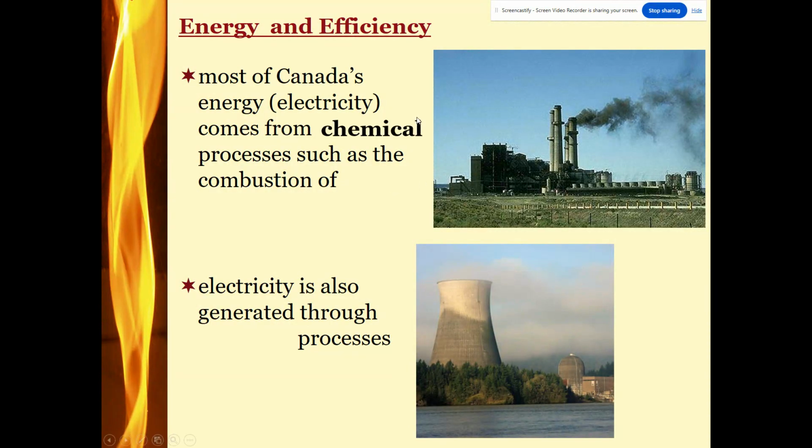Most of the energy that we have in Canada, our electricity primarily, is coming from processes such as the combustion of fossil fuels, like burning of methane, which is the gas that comes into our homes. It can also, however, be generated through nuclear processes. So some power plants will burn natural gas. Some power plants can undergo a nuclear reaction instead to generate electricity.